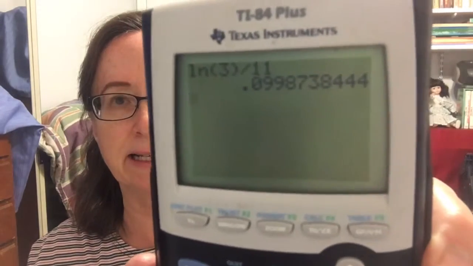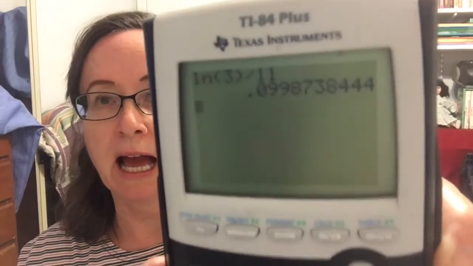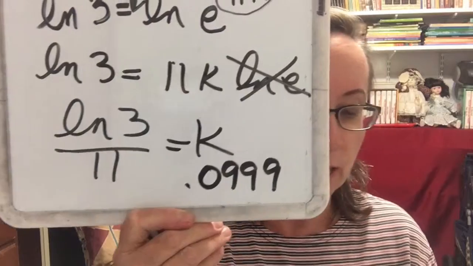And I hit enter, and I get 0.0999. I choose to give myself 4 decimal places. For exponentials and logarithms, I like to have 4 decimal places. This answer key rounded it to 1 decimal place. That really is pretty extreme to round it to a 0.1, and that's what they rounded it to. So let's write our answer.